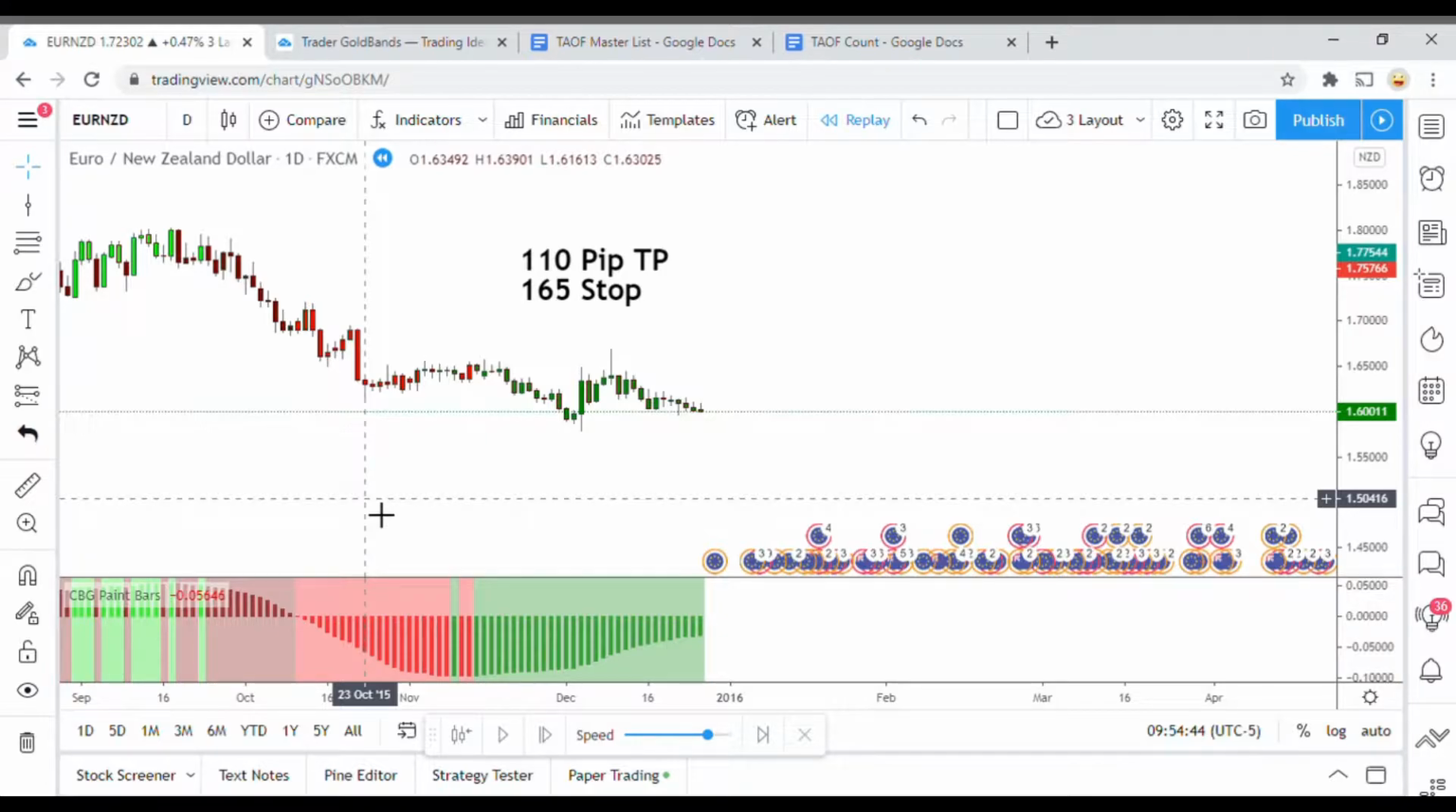Welcome back, viewers. Today we will be testing the CBG Paintbars indicator.